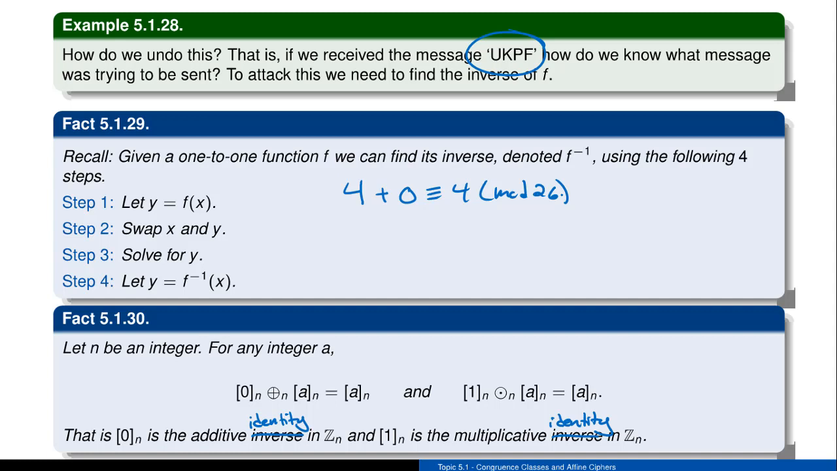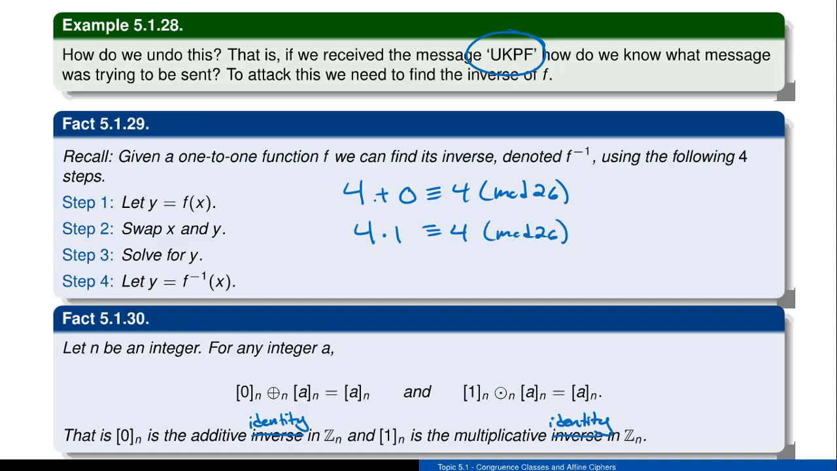That one's important, but not as important as the multiplicative variety. The multiplicative one is the idea that 4 times 1 sends me right back to a 4. Multiplication by 1, again, essentially does nothing. So 4 times 1 is a 4, and that's in this mod 26 world.